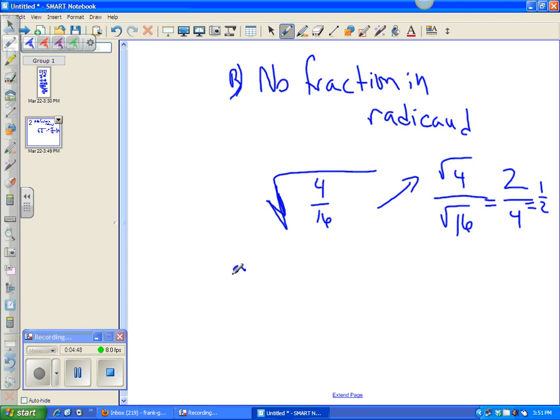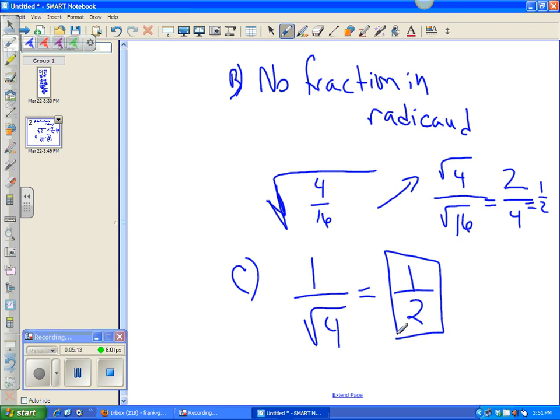Okay, and the last condition, which is C, is basically that there are no radicals in the denominator of a fraction. So if there's a radical in the denominator of a fraction, that is not the simplest form. In this case, you'd have to go 1 over the square root of 4, which is 2, and that's 1/2.